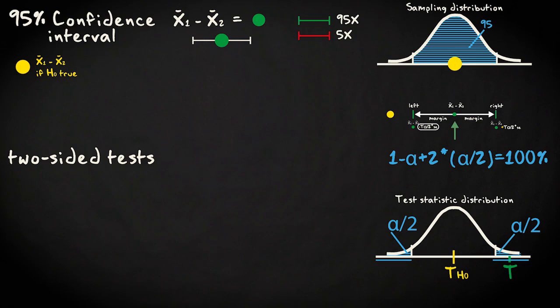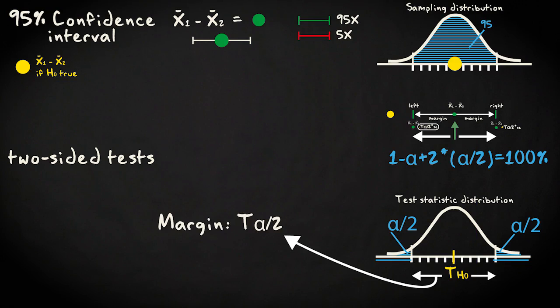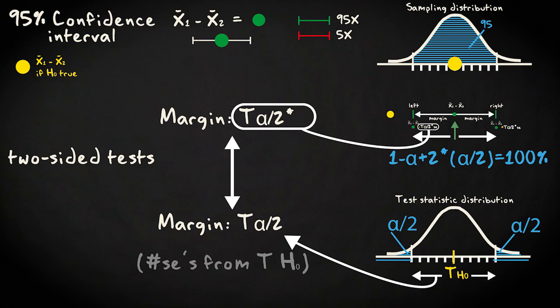The margins around these centers are the same for two-sided tests and confidence intervals. They're just expressed in different units. For tests, the margin equals the critical test statistic value, t associated with alpha divided by 2, and it's expressed in standard errors. For confidence intervals, the margin equals the same critical test statistic value, but times the standard error. Because we multiply by the standard error, the scale is returned to the original units of the sample statistic.